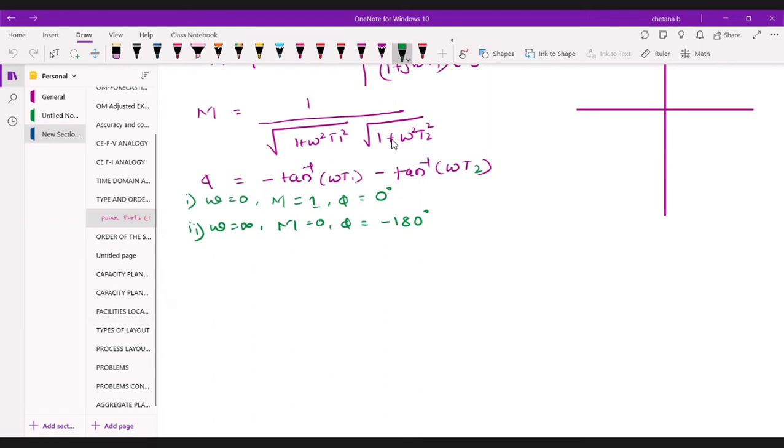Tan inverse of infinity is minus 90, tan inverse of infinity is minus 90 again. So minus 90, minus 90, that is minus 180.